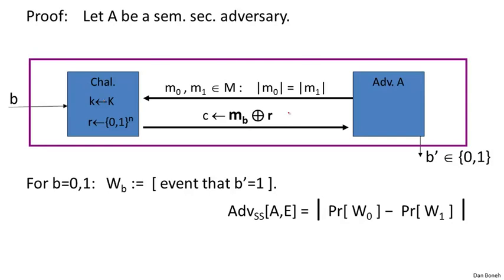Now this game is truly a one-time pad game. This is a semantic security game against the one-time pad, because now the adversary is getting a one-time pad encryption of M0 or M1. But in the one-time pad, we know that the adversary's advantage is 0, because you can't beat the one-time pad. The one-time pad is unconditionally secure.